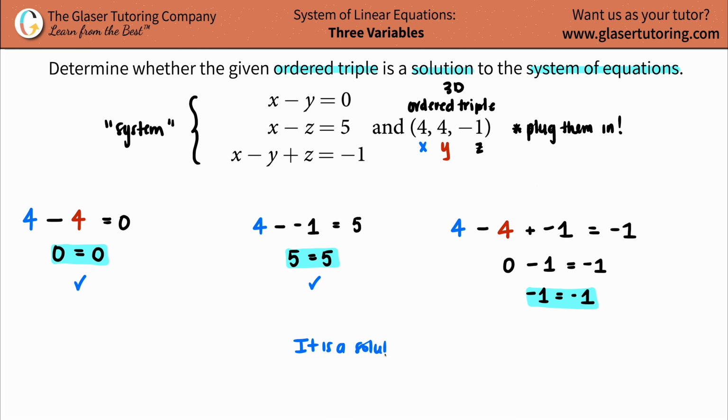And that's how we do these problems. So it is a solution. But just to put it into perspective, if you have at least one x where the left side doesn't equal the right side at the end of the day, maybe this was like 4 equals 5, this is automatically a big fat no, and it would not be a solution. But in this case, checks all around, it is a solution. And that's it.